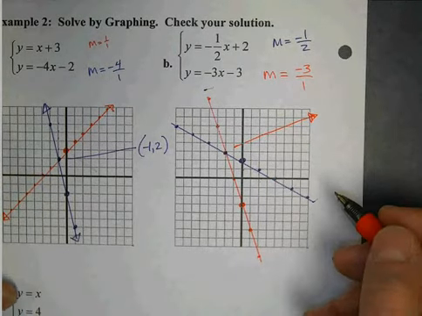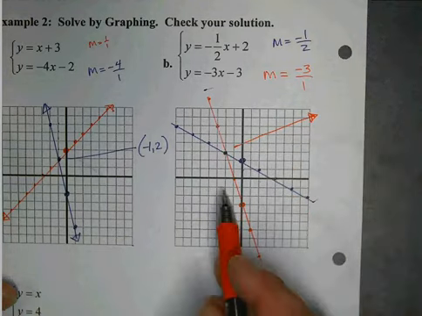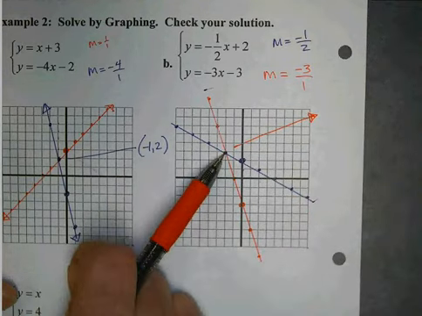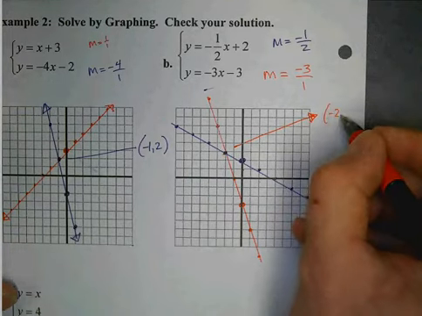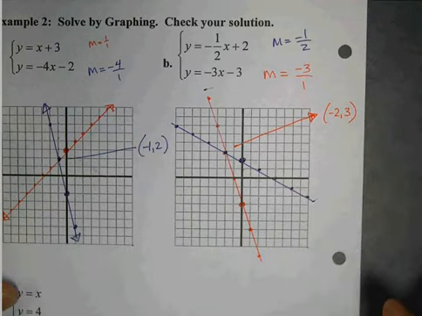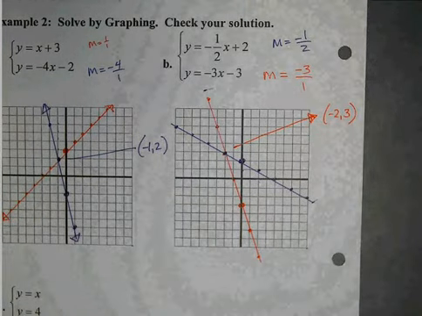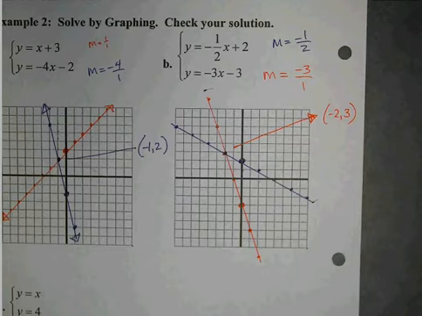Go ahead, Zach. What is that point? Negative 2, 3. Good. That's the solution. How many solutions are there? One. Be careful. Sometimes a question will not say, what is the solution? They just say, how many? And so it's a different question. So you have to be careful you're answering it correctly.